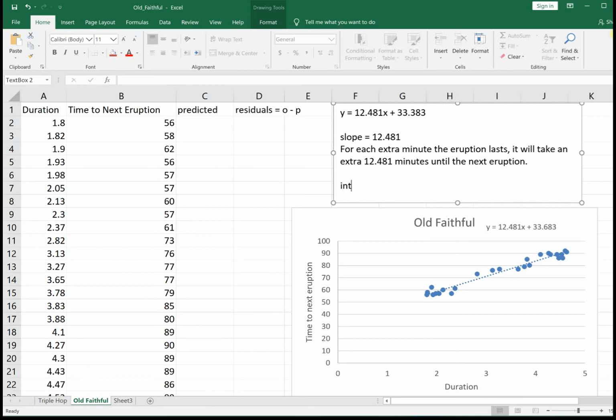And then our initial value, or our y-intercept, is the 33.683 number, and this tells us that if the duration lasted 0 minutes, it would be 33.683 minutes until the next one. Which again doesn't really make sense because you can't have an eruption lasting 0 minutes, but that's what this is telling us, that if it did last 0 minutes, it would take about 33 minutes until the next one happened.